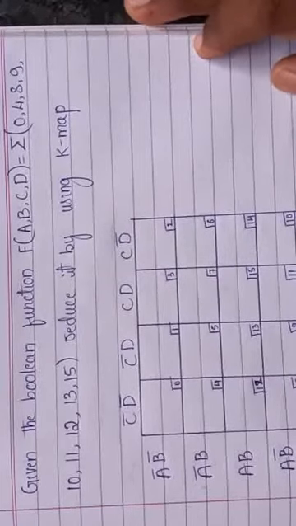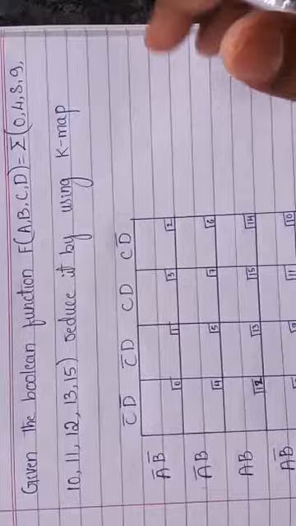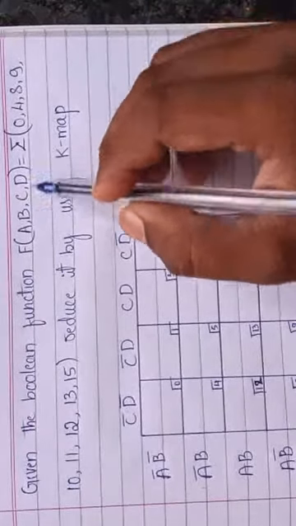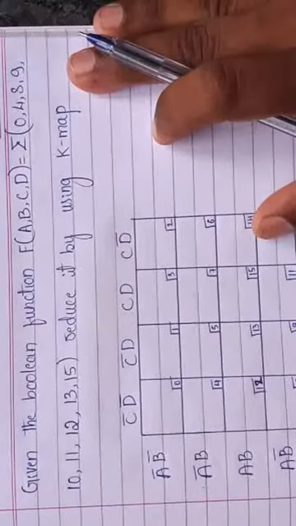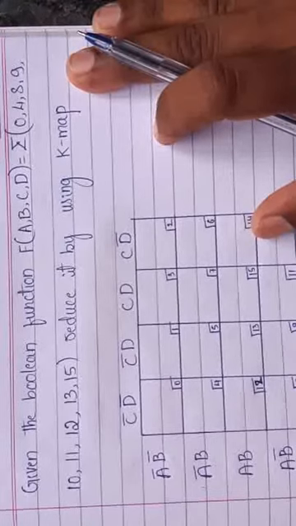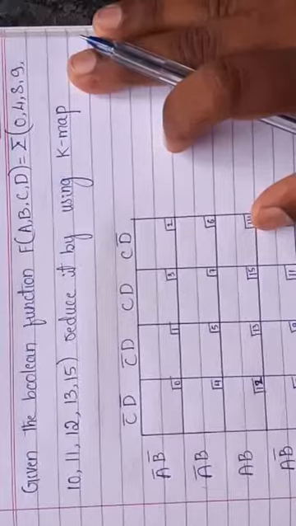How to know whether it's a 3 variable or 4 variable K-map? In the function it is given: f of a, b, c, d. So there are 4 variables, so it is a 4 variable K-map. Now this question is very important from the examination point of view, because this question usually asks for 5 marks in the examination. In the annual examination question paper, question number 27, part D, the first question will be the K-map related problem.